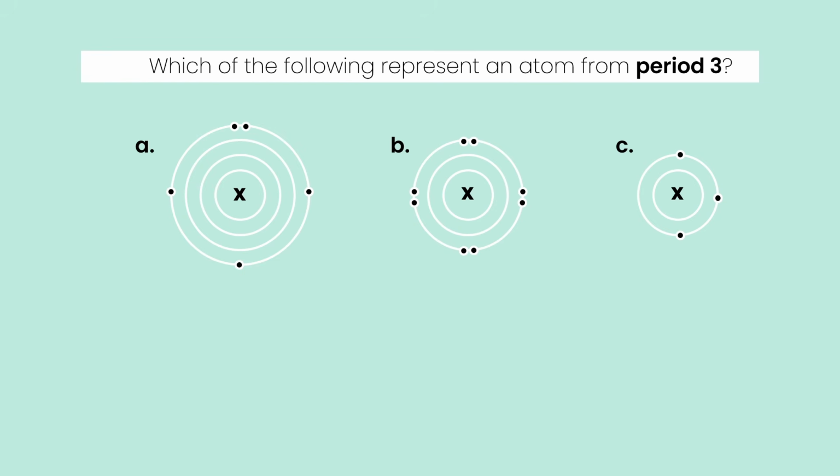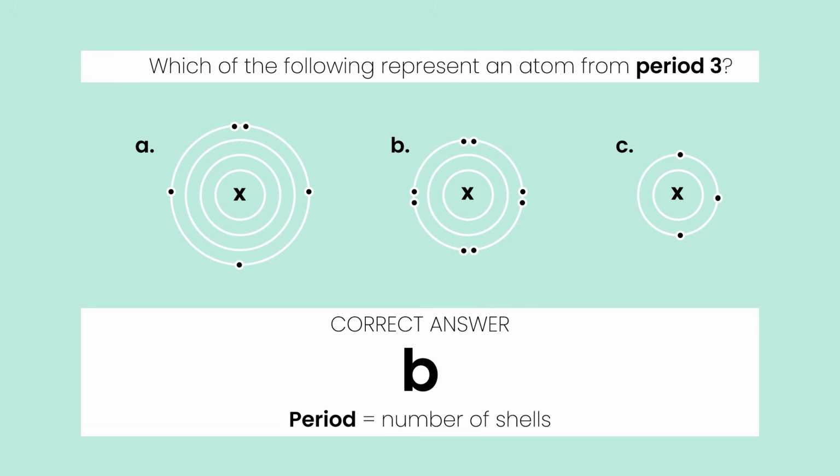Next, which of the following represents an atom from period 3? Look closely at each atom's electron structure. The correct answer is B. Remember, the period number tells us how many electron shells are occupied in the atom.